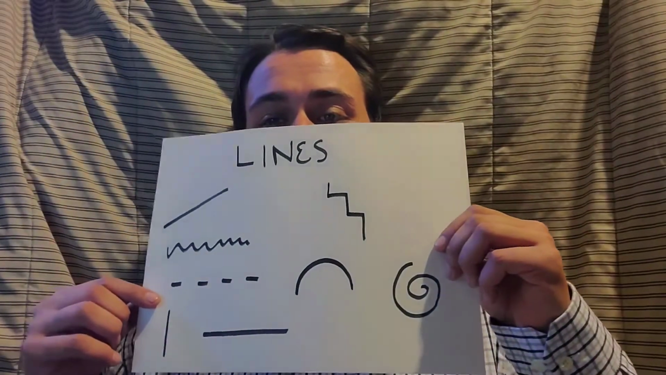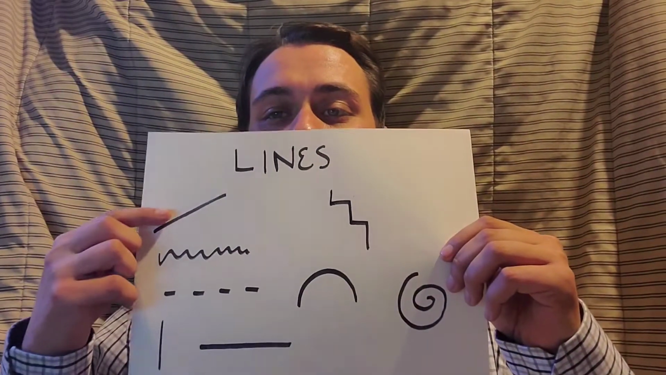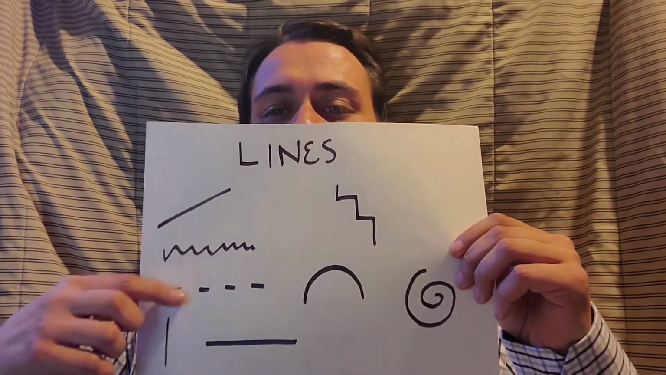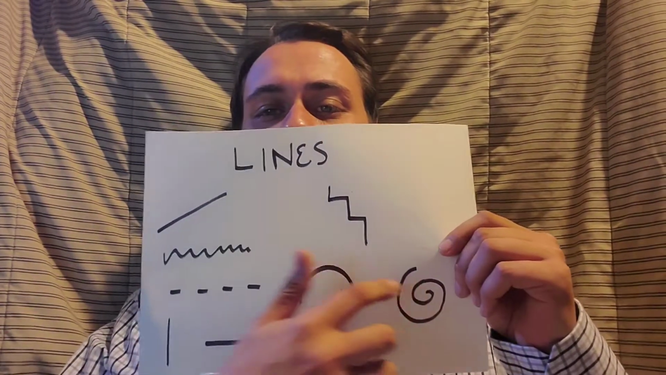Line, which is the most basic element of art. It's a continuous mark made on a surface that can vary by length, width, and direction. So here are a few examples of what lines can be. As you can see, we have a diagonal line, a squiggled line, a dashed line, a spiral. All types of lines count under line.